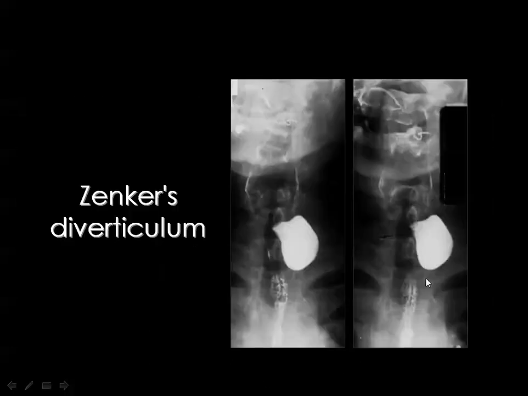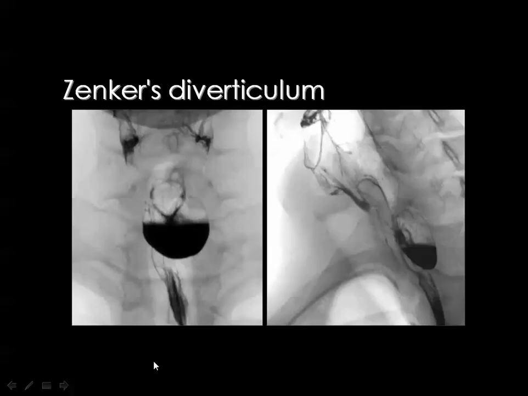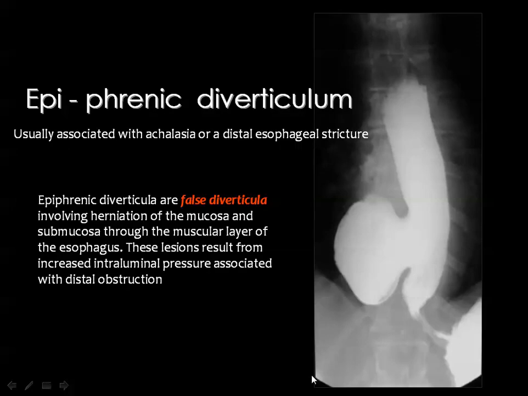Then this is also a classic appearance of Zenker diverticulum, containing a barium fluid level. Then you remember that epiphrenic diverticulum is also a false diverticulum, and this is an acquired diverticulum due to increased intraluminal pressure associated with distal obstructive lesions in the esophagus or lower down.